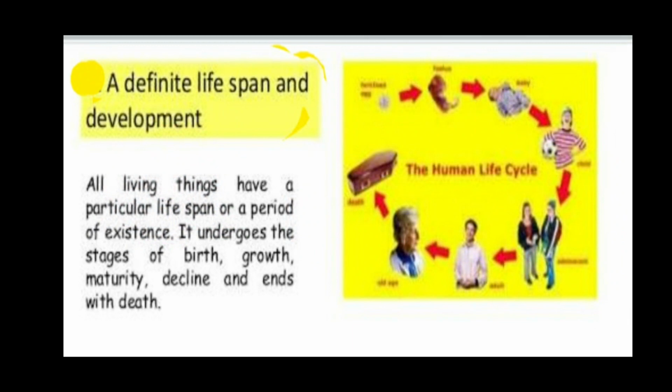So the last characteristic of living things is that they have a definite lifespan. Different organisms have different lifespans. It may vary from a few minutes or hours to hundreds of years. The lifespan of bacteria is just a few hours, whereas the lifespan of a tortoise is nearly 120 years. So in this way, different animals live for different time periods, but ultimately they all die. Similarly, plants also die after some time.